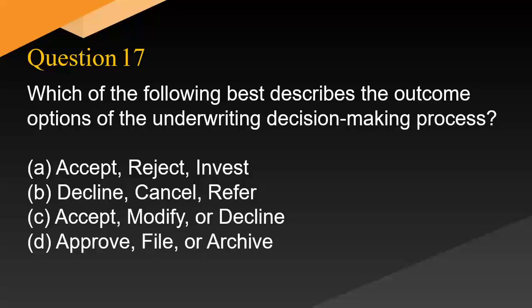Which of the following best describes the outcome options of the underwriting decision-making process? A. Accept, reject, invest. B. Decline, cancel, refer. C. Accept, modify, or decline. D. Approve, file, or archive.